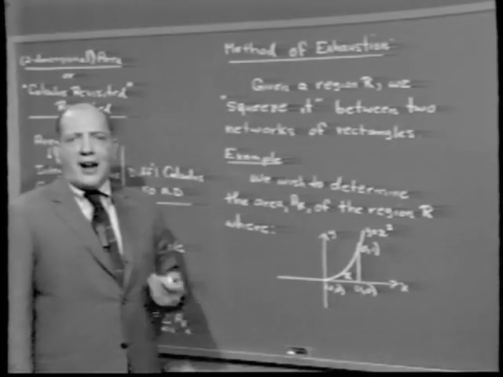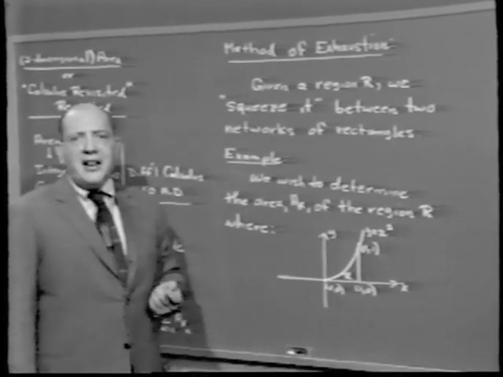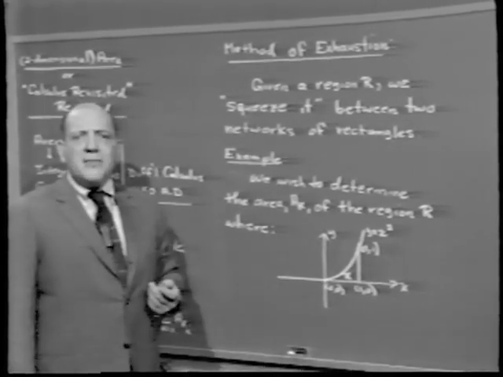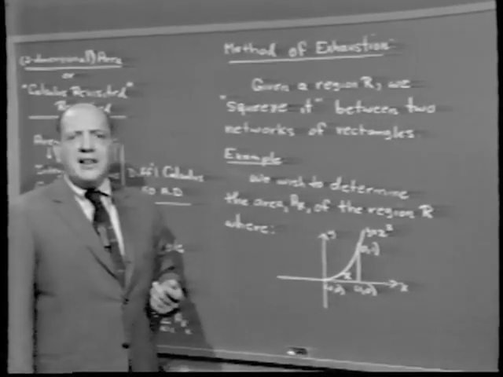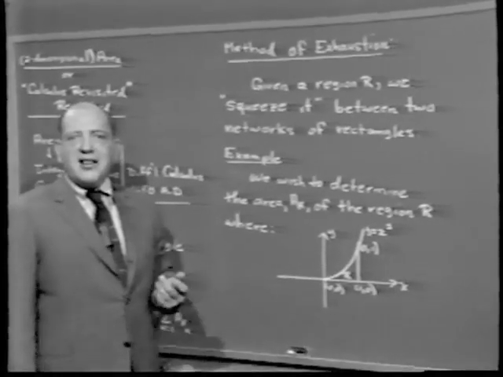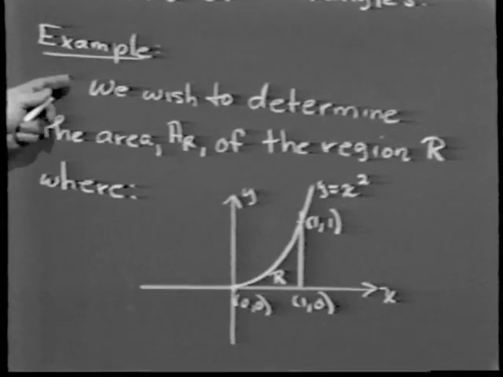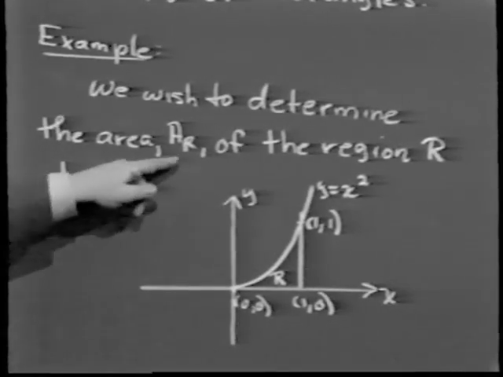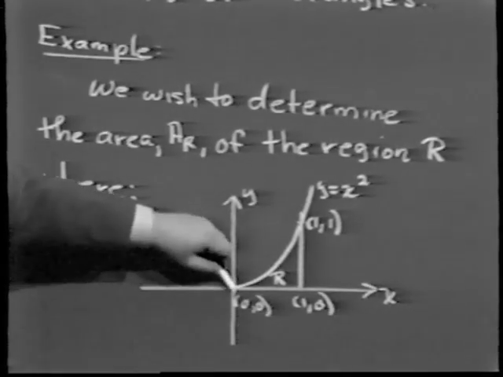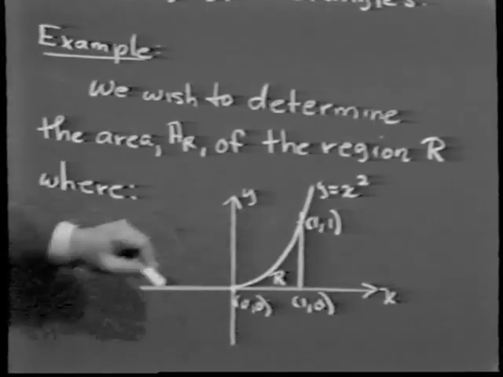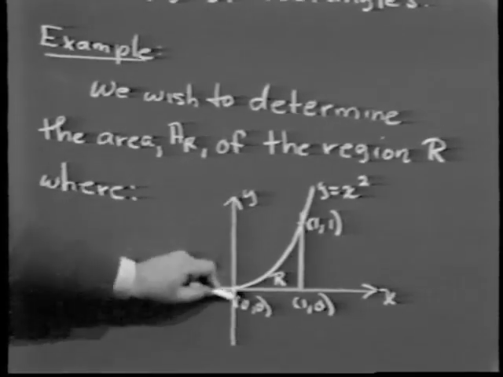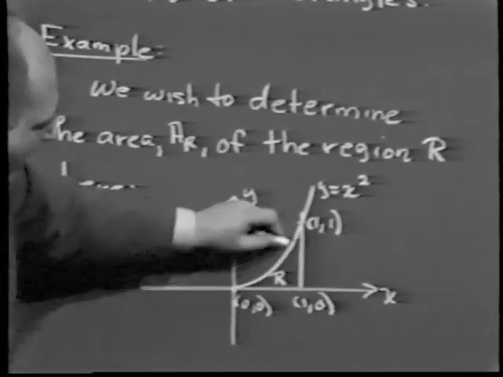Now, rather than to wax on like this philosophically, let's tackle a specific problem. In fact, give or take a little bit, this is specifically the problem that Archimedes dealt with in finding the area of parabolic segments way back, as I say, in the 300 to 600 BC era. As an example, consider the following. We wish to determine the area of the region R, A sub R, where the region R is that region which is bounded above by the curve y equals x squared, below by the x-axis, on the left by the y-axis, and on the right by the line x equals 1.